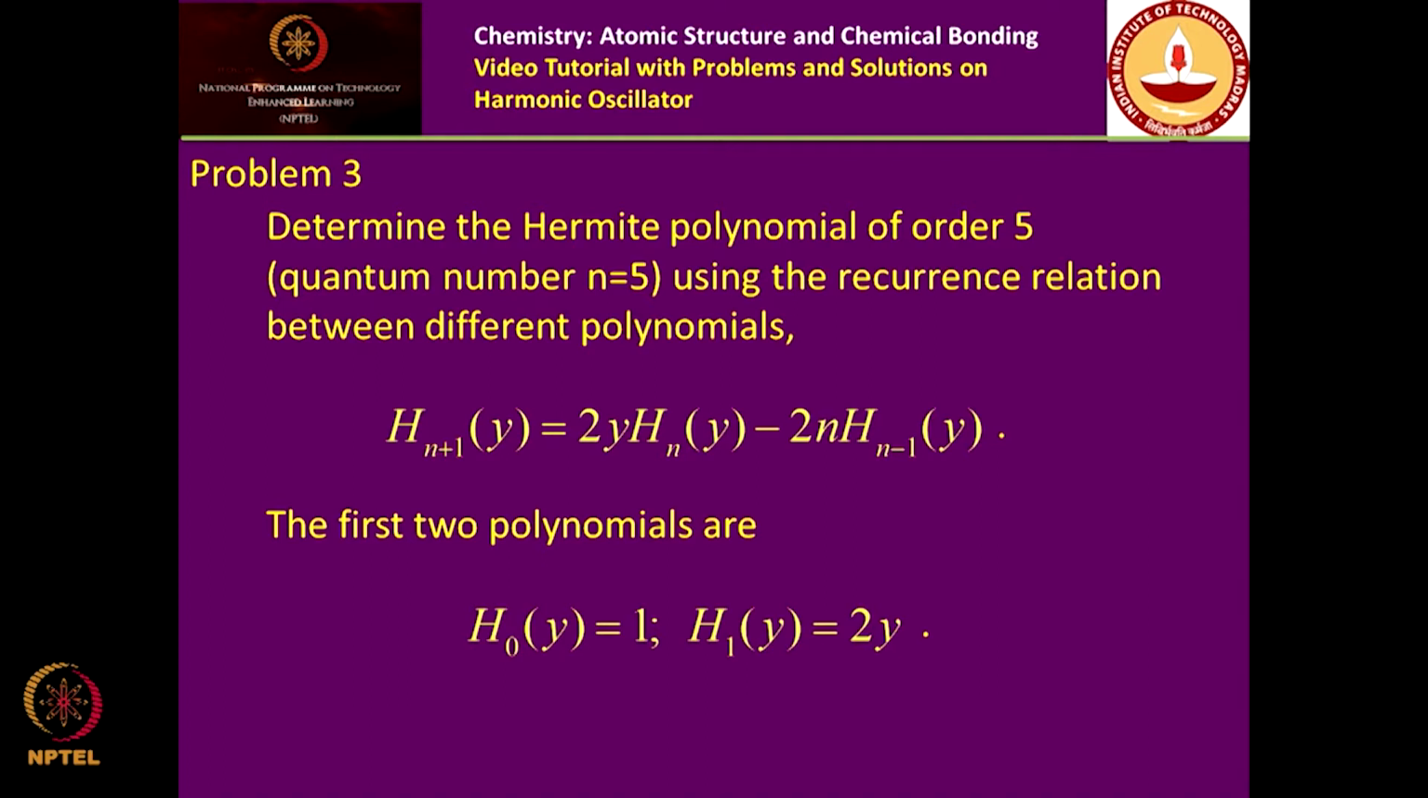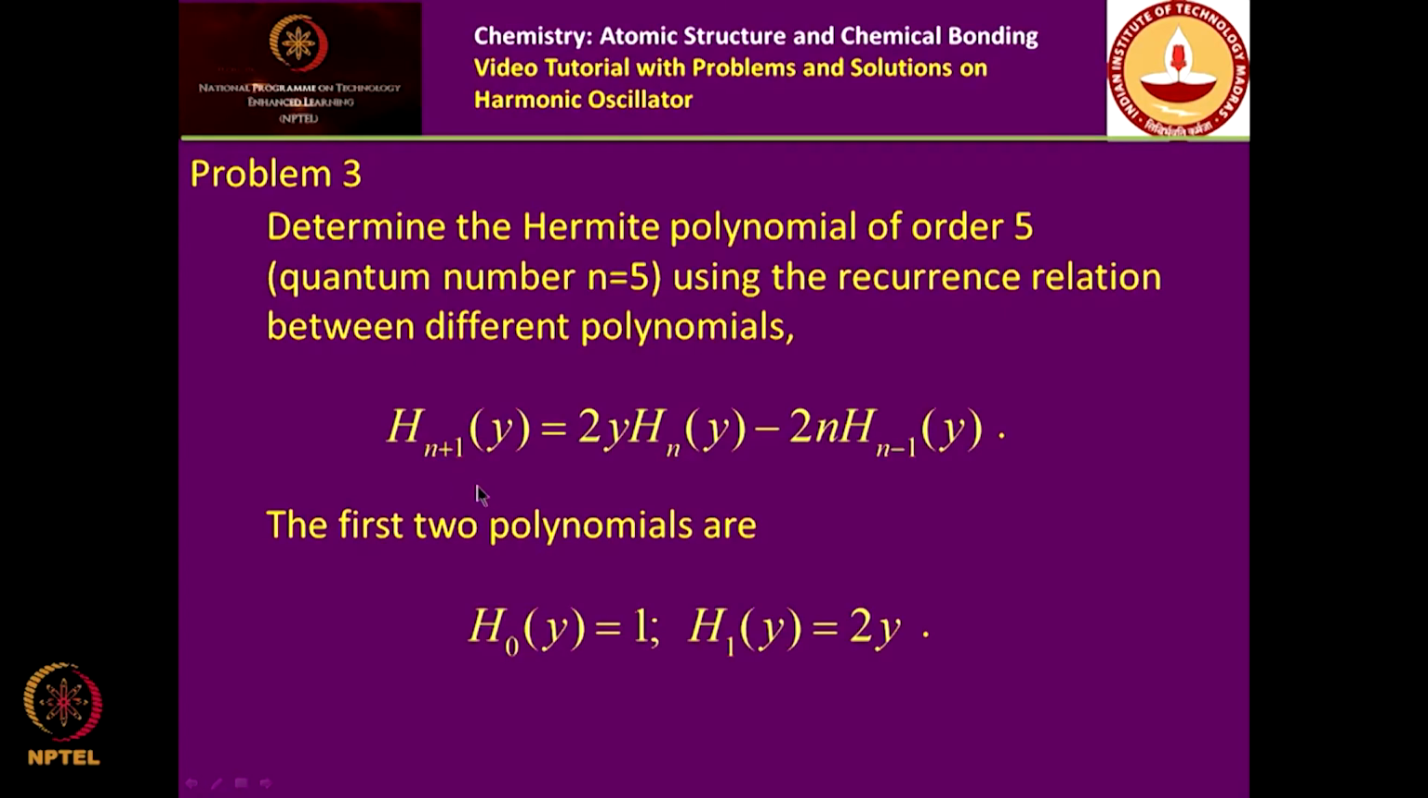There is a formal recurrence relation between the Hermite polynomials. I think I mentioned this in the lecture, and the recurrence relation is given by the index n plus 1, n, and n minus 1, and the relations between them. The Hermite polynomial with the index n plus 1 is connected to the Hermite polynomials with the index n and n minus 1 by this.